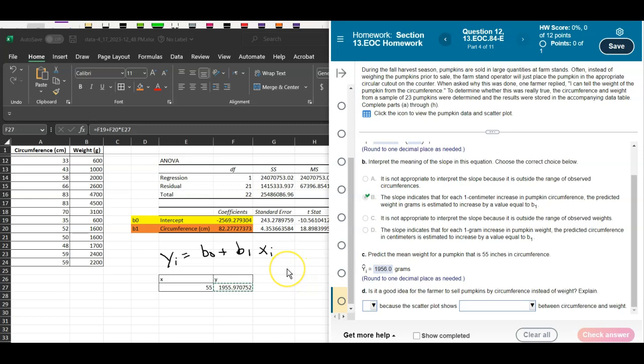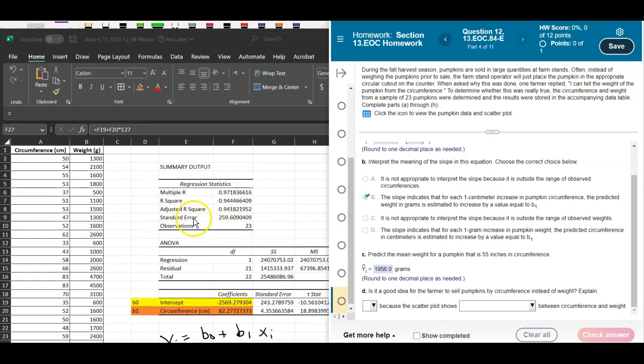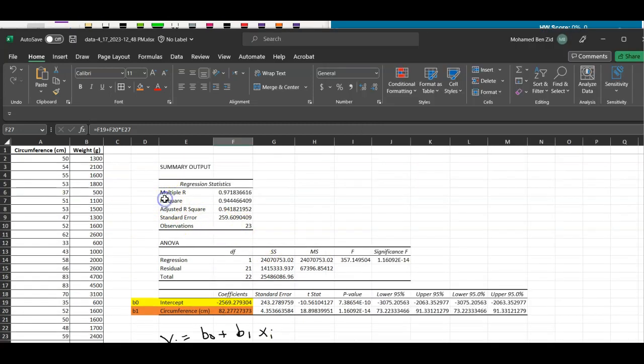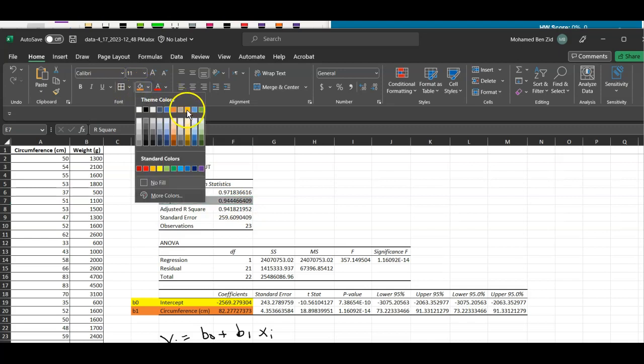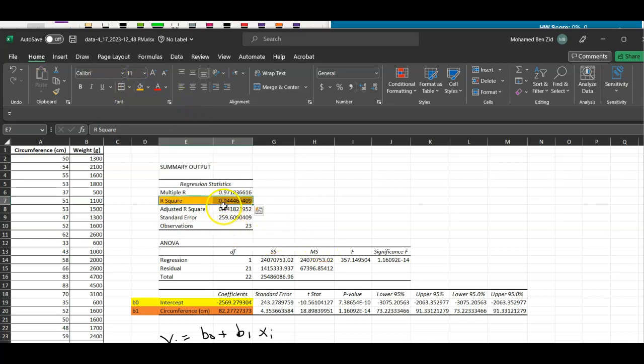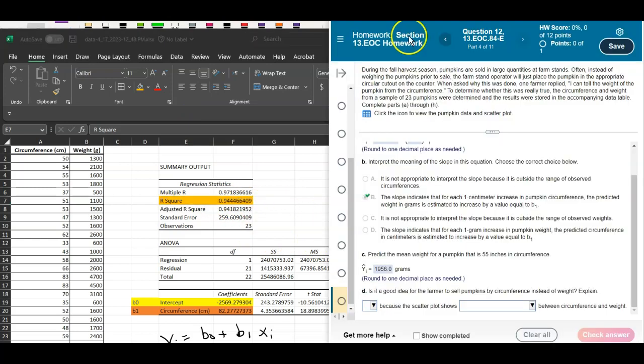And really it depends on the r squared. So you want to verify the r squared is really close to 1. If it is close to 1, you should go and say yes. All right. If it is not really close to 1, then you're going to say no. So this one, yes.